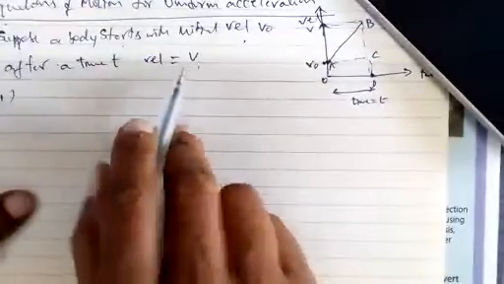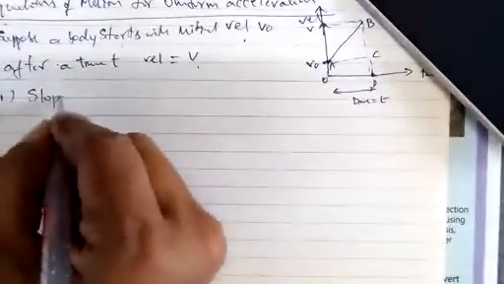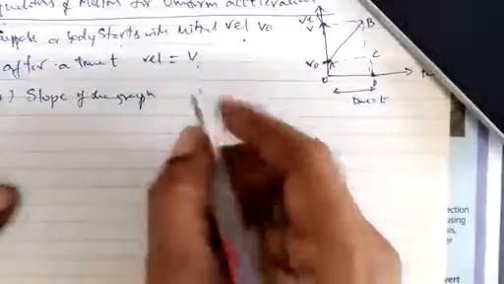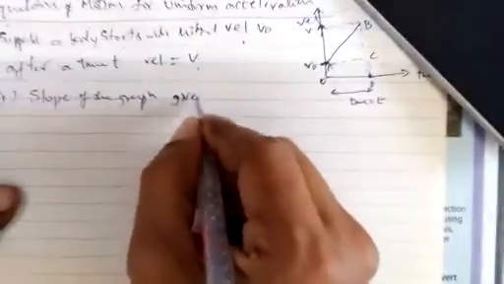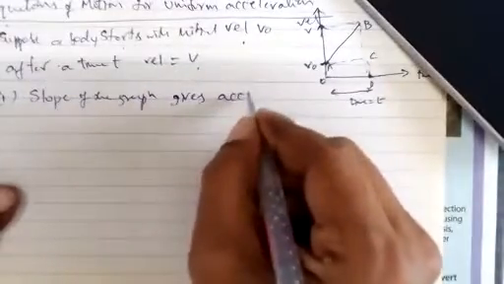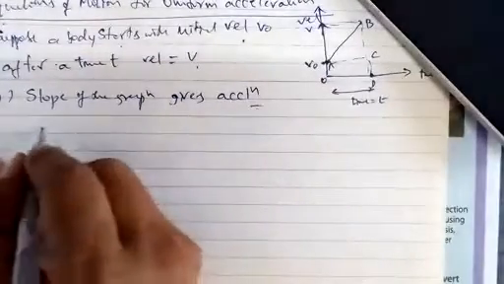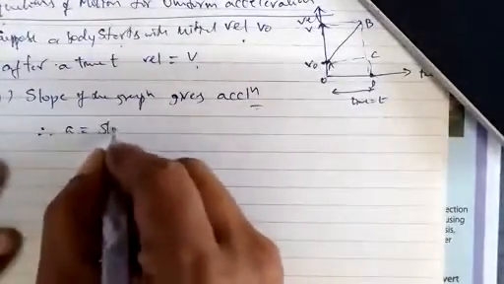Therefore, find the slope of the graph. What does the slope of the graph give here? Slope of the graph gives acceleration. Remember this one, slope of the graph gives acceleration. Therefore acceleration is equal to slope.